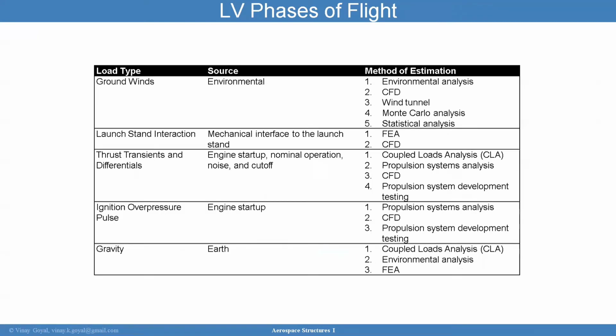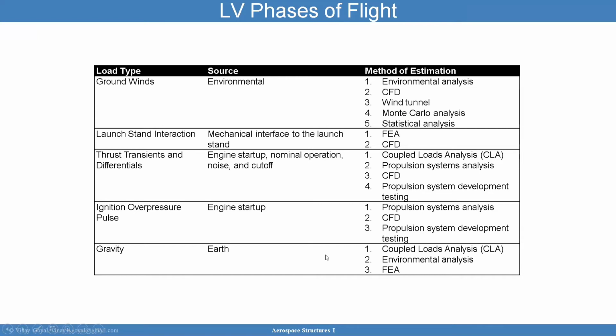Here, what I'm showing is the various phases of flight and the source and the method of estimation. For example, ground winds, the method of estimation for that is environmental analysis, CFD, wind tunnel testing, statistical analysis, and so forth. Launch time interaction can involve finite elements and CFD. Thrust transients is going to include some proportion with CFD. Ignition overpressure, again, CFD is going to be playing a role in that and the propulsion system.